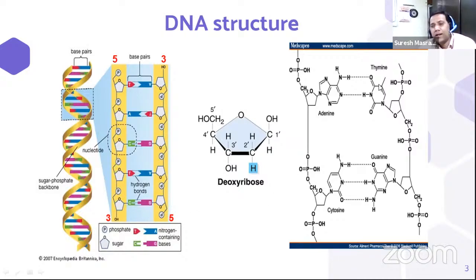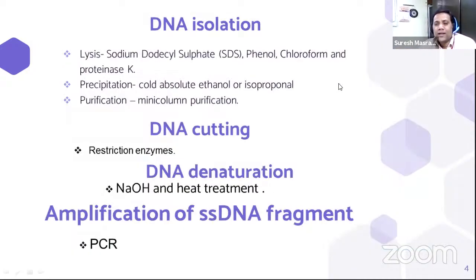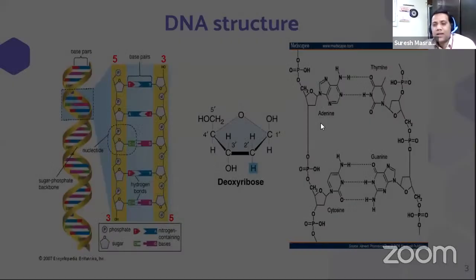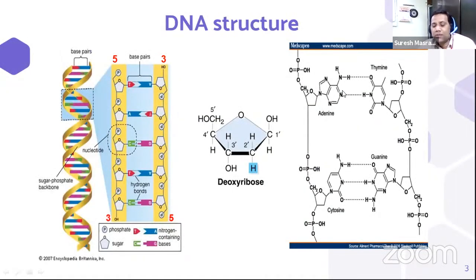Now, here is the adenine, 6 amino purine, always allied with the thymine by 2 hydrogen bonds. Deoxyribose sugar is aligned with nitrogenous bases by glycosidic bond, and consecutive deoxyribose sugars are connected with each other by phosphodiester bond.